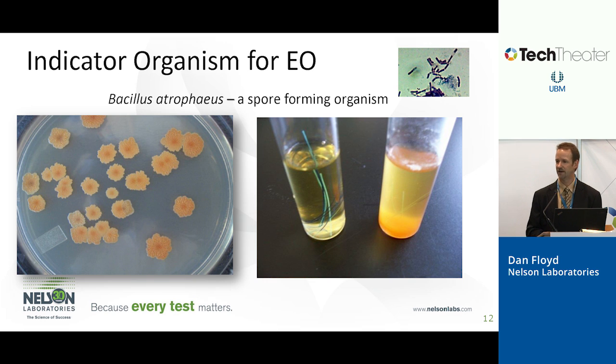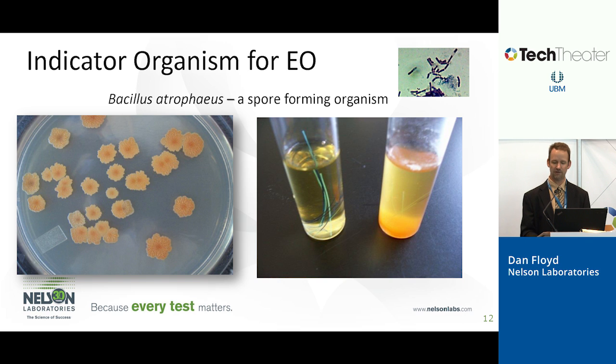So when you're looking at ethylene oxide, again, we use these indicators that we put inside the product. What we use is a spore. It's an organism that forms a spore. A spore is kind of like a seed is to a plant. It has a protective coat around it that's very resistant to chemical attack. It's resistant to heat, and so it's very difficult to kill these organisms when they're in that spore state.